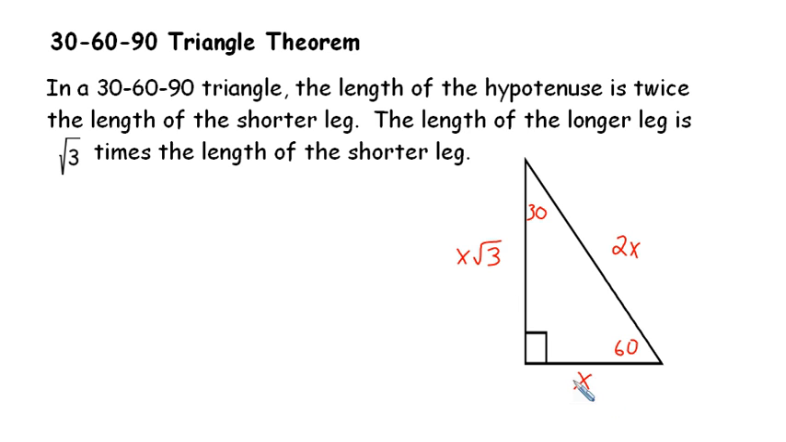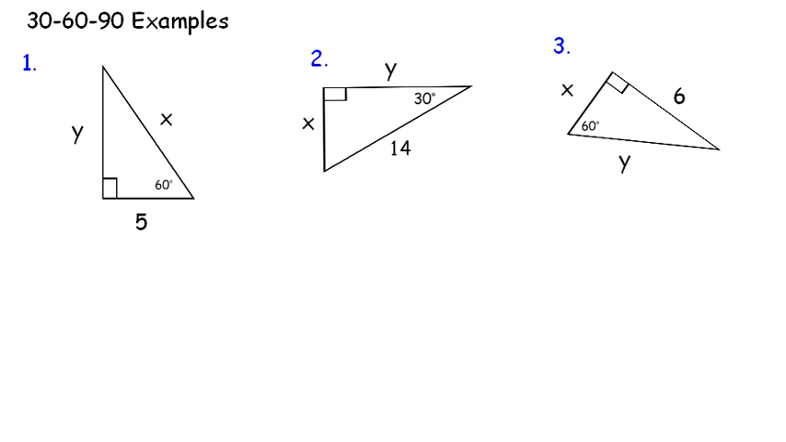And it's the same thing with the short leg with respect to the long leg. If you know the short leg and you're looking for the long leg, you're going to multiply by square root of 3. But if you know the long leg and you need to find the short leg, you're going to divide by the square root of 3. And then, of course, once you find the short leg, you can go back to the original rules to find the other missing side. Now, let's look at some examples.